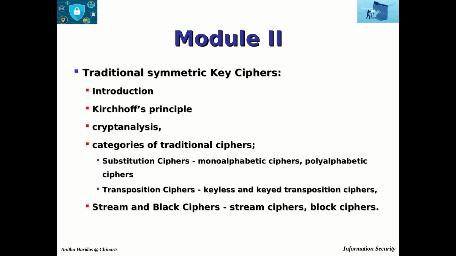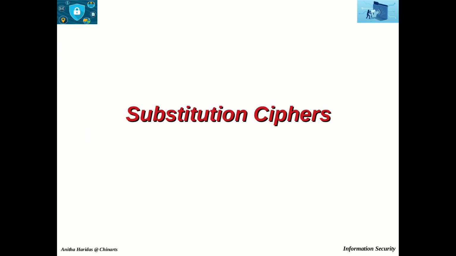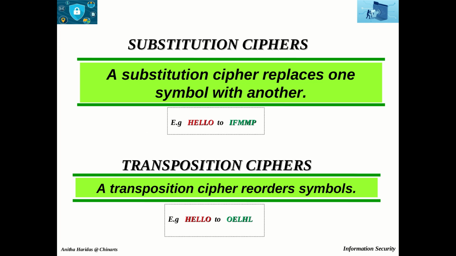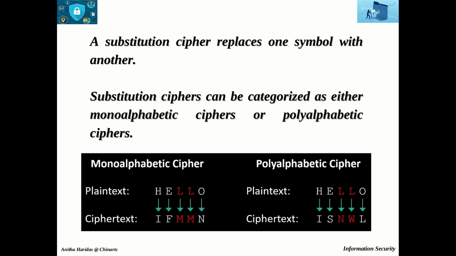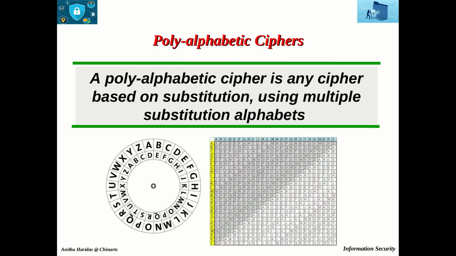We are currently discussing the two broad categories of traditional cipher, in which we have seen what is substitution cipher and what is transposition cipher. In our previous video of substitution cipher part 1, we have covered the monoalphabetic cipher. In this video, we are going to talk about the polyalphabetic cipher.